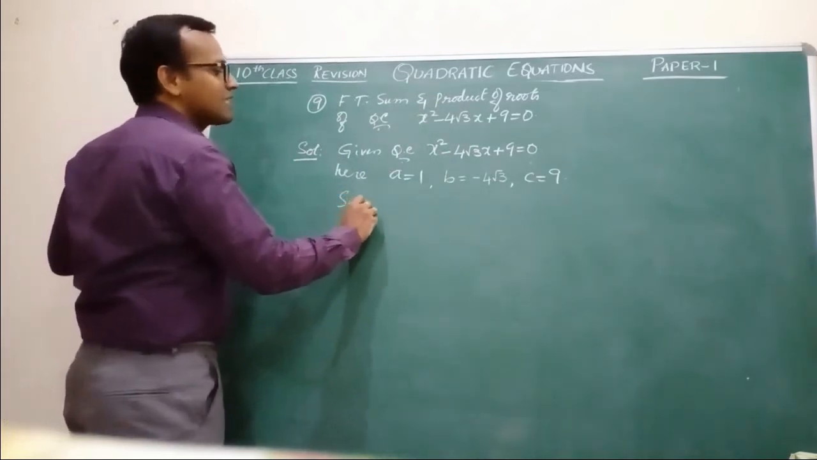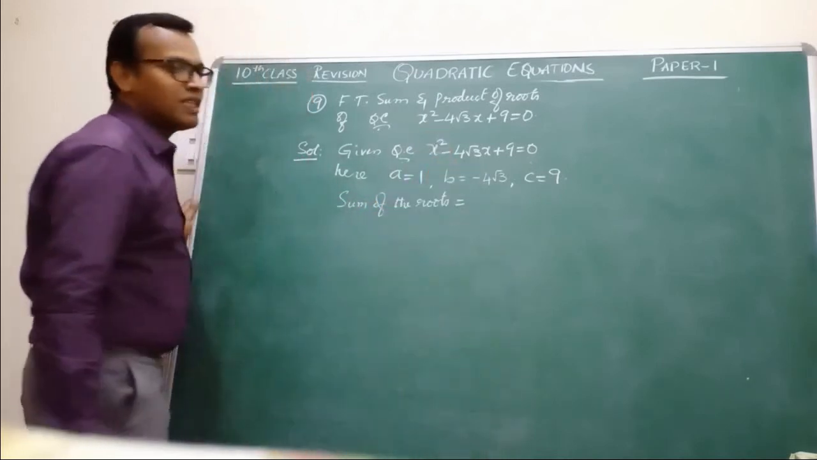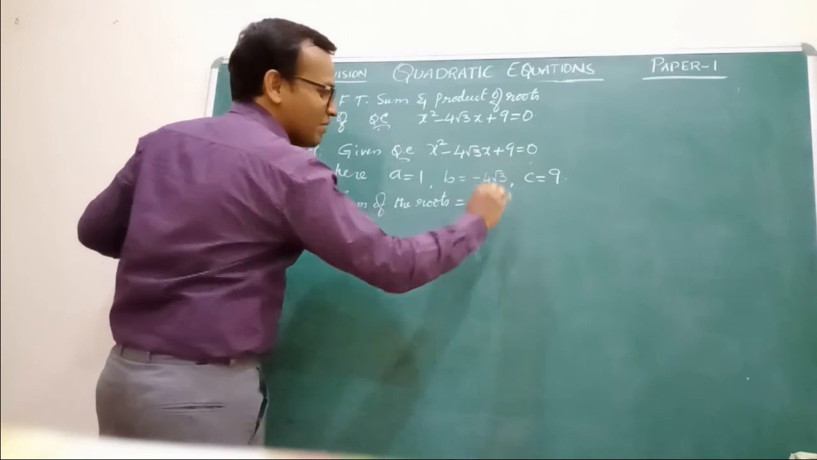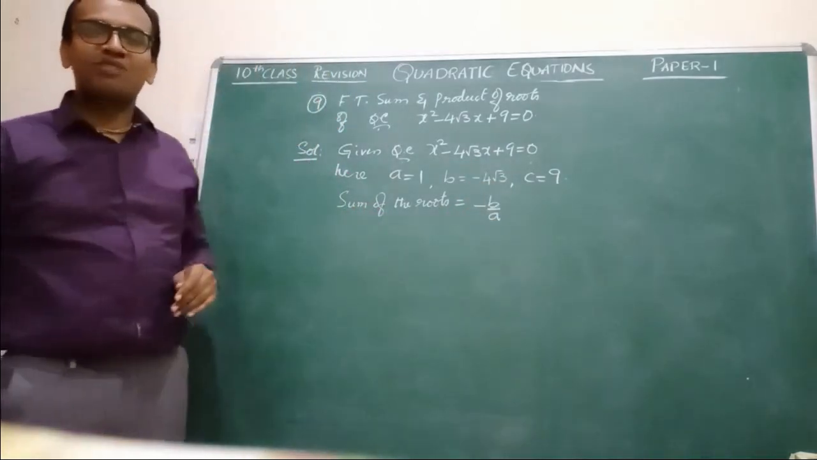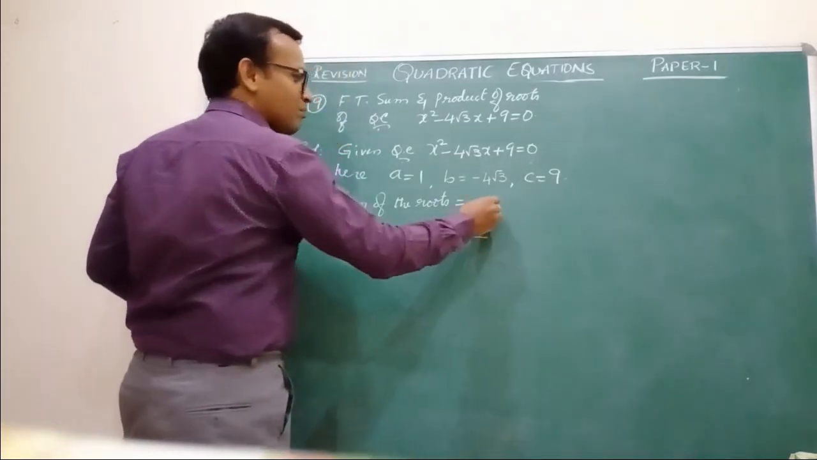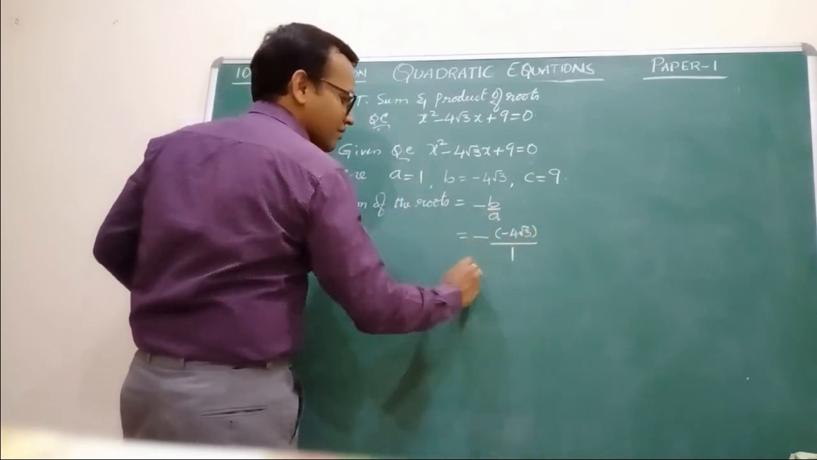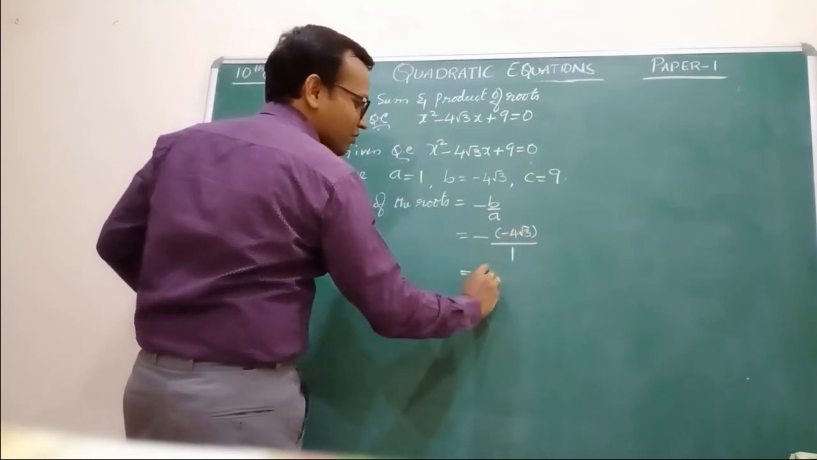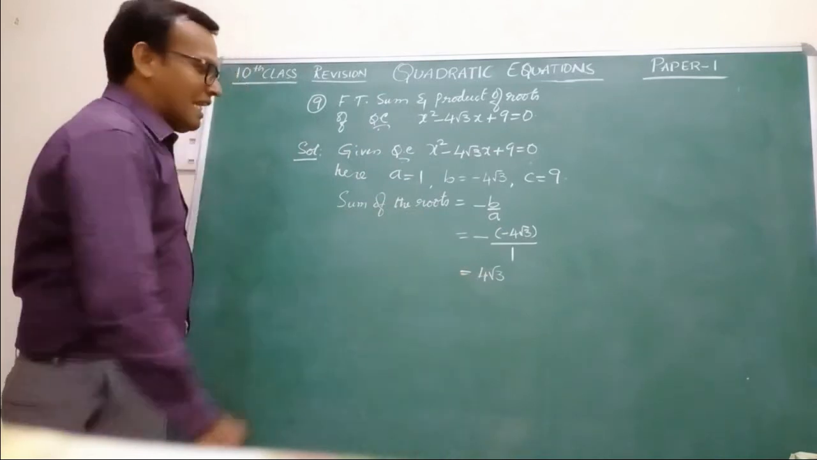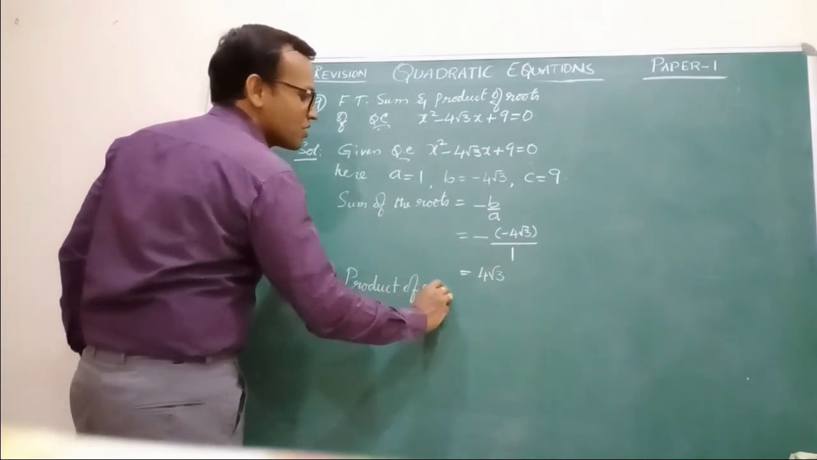Let me write here, sum of the roots. Children, you need to remember this formula. Sum of the roots of a quadratic equation is given by minus b by a. Minus b, b answer is again minus 4 root 3, by a. A value is 1. Minus into minus is plus, 4 root 3 by 1 is 4 root 3. So students, sum of the roots is 4 root 3. Simple. Next thing we need to find is product of roots.